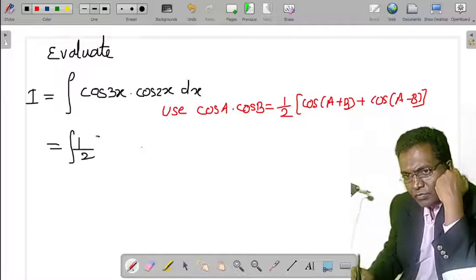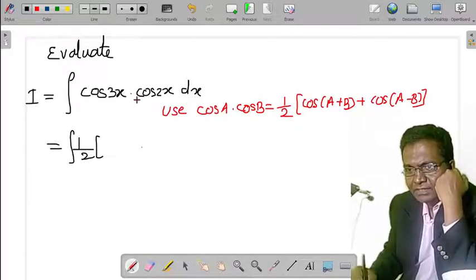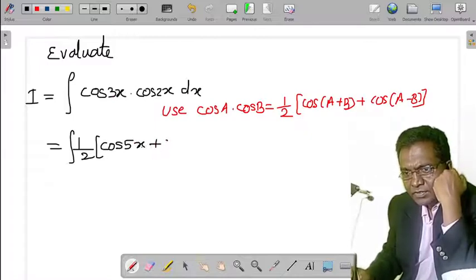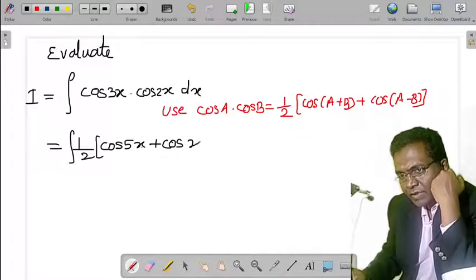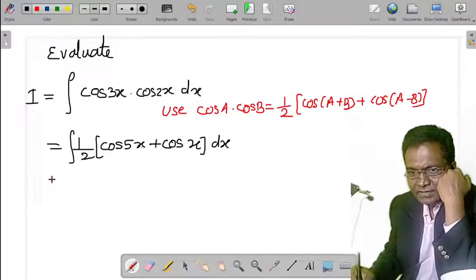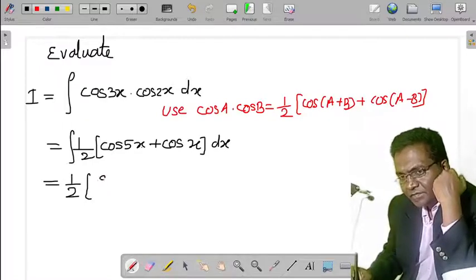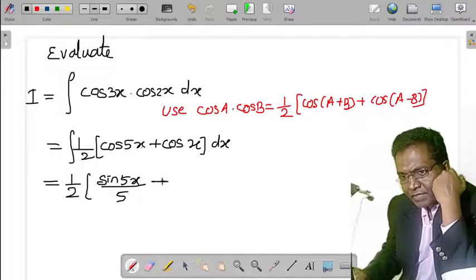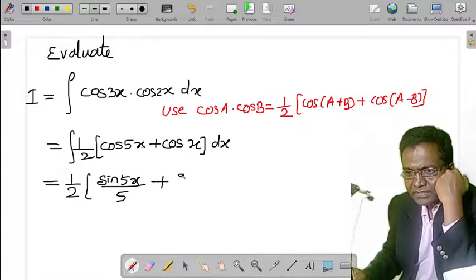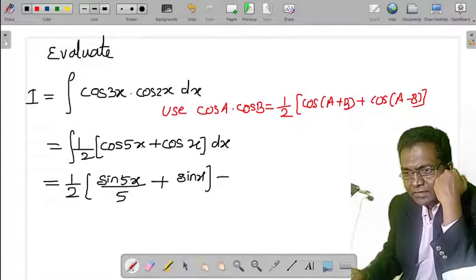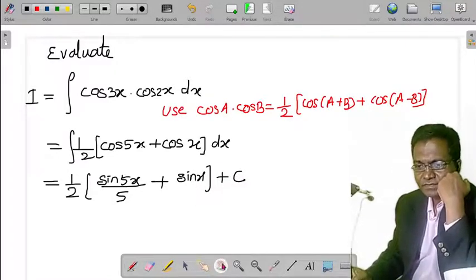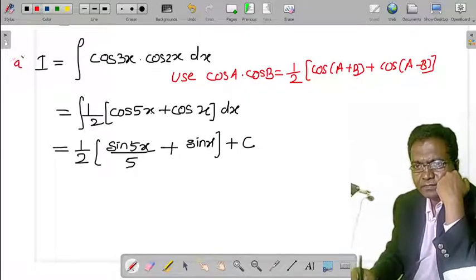So 1 by 2, one can write directly cos A plus B, that is 3x plus 2x is 5x, that is cos 5x, plus cos of A minus B, 3x minus 2x is x, dx. So 1 by 2 as it is. Now you can write directly the integration of cos ax, it is sin ax by a, that is sin 5x by 5 plus integration of cos x is sin x plus c.